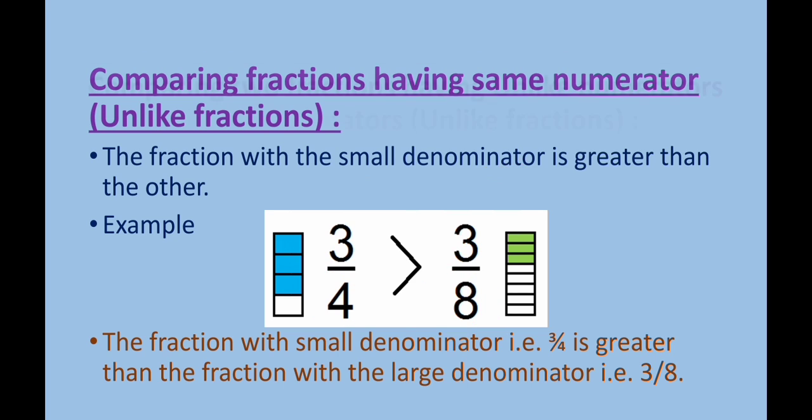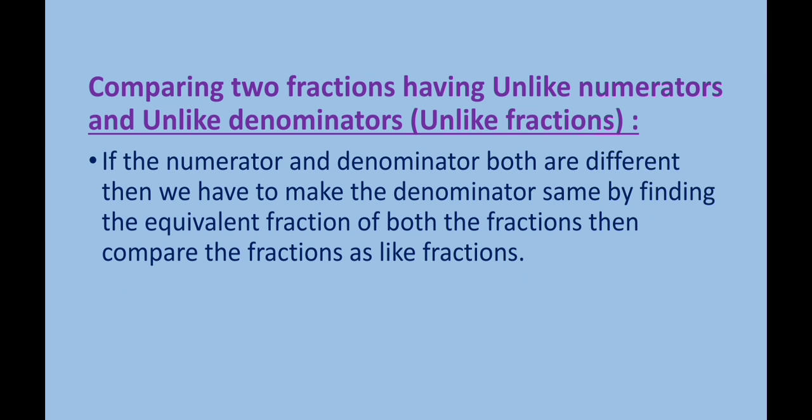Okay. Now come to the next case, comparing two fractions having unlike numerators and unlike denominators also, in case of unlike fractions. If the numerator and denominator of both fractions are different, then we have to make the denominators the same by finding the equivalent fraction of both fractions. Then we have to compare them as like fractions. First we find the equivalent fractions of both fractions, after that we compare them as like fractions.